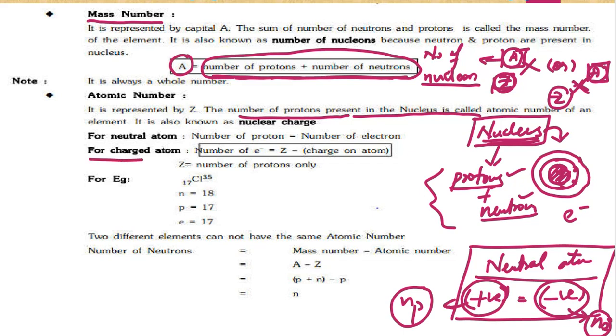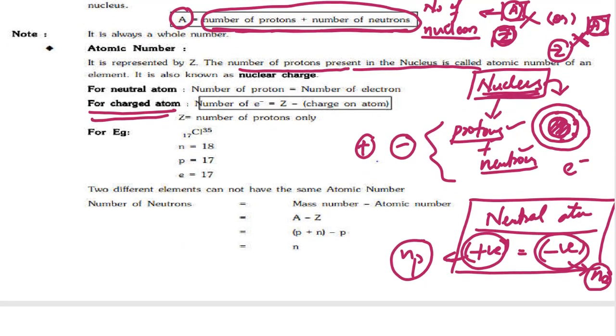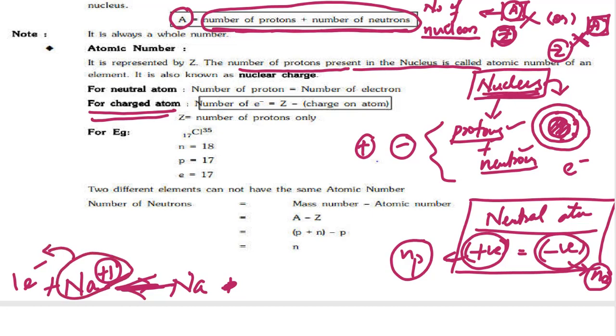But if you come to a charged atom, charge means it can be of positive charge or of negative charge, isn't it? Suppose I have an atom with a positive charge, for example Na plus. This sodium atom has a positive charge of +1. That means it has lost one electron. I can write this as sodium giving Na plus plus 1 electron, right? So a positive charge means it has lost an electron.